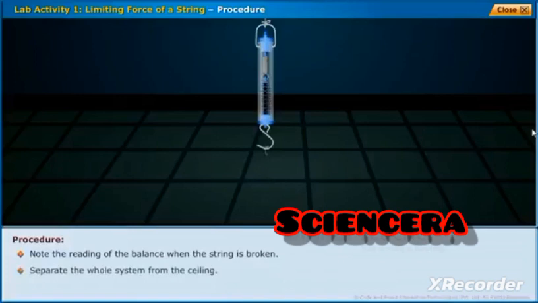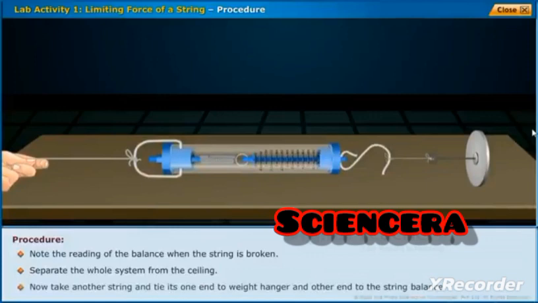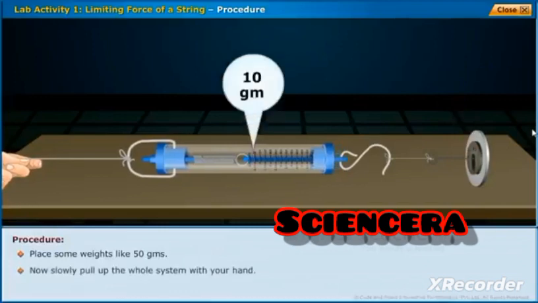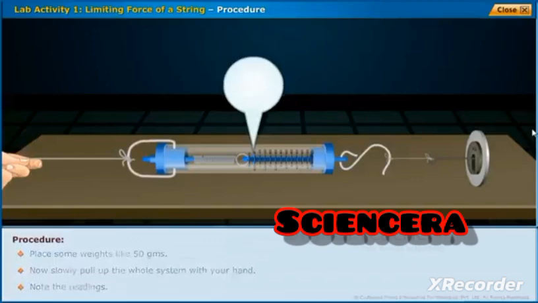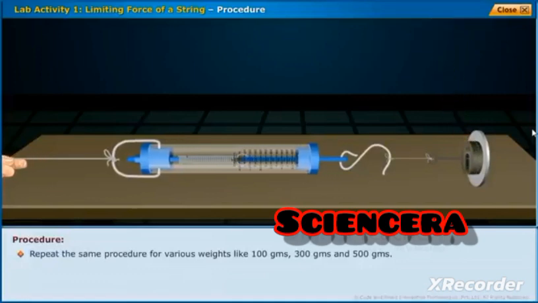Separate the whole system from the ceiling. Now take another string and tie one end to the weight hanger and the other end to the spring balance. Place some weights like 50 grams. Now slowly pull up the whole system with your hand. Note the readings. Repeat the same procedure for various weights like 100 grams, 300 grams, and 500 grams.